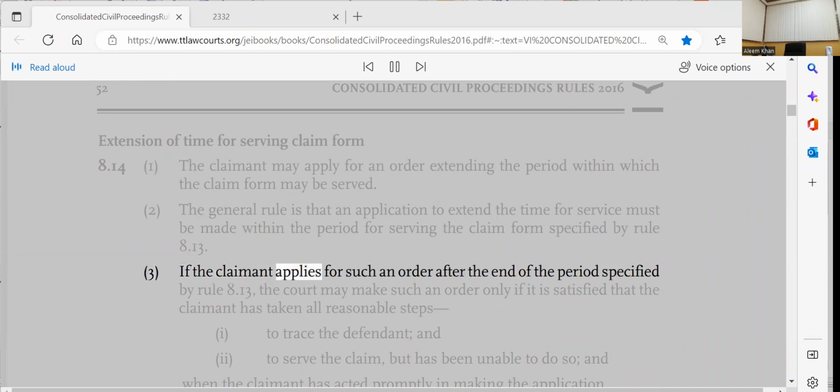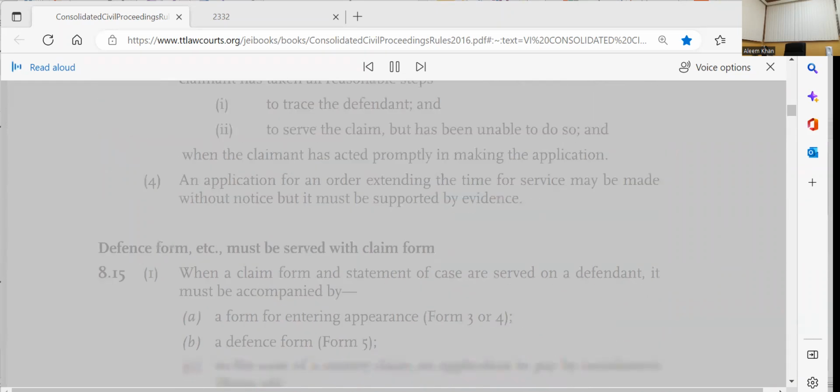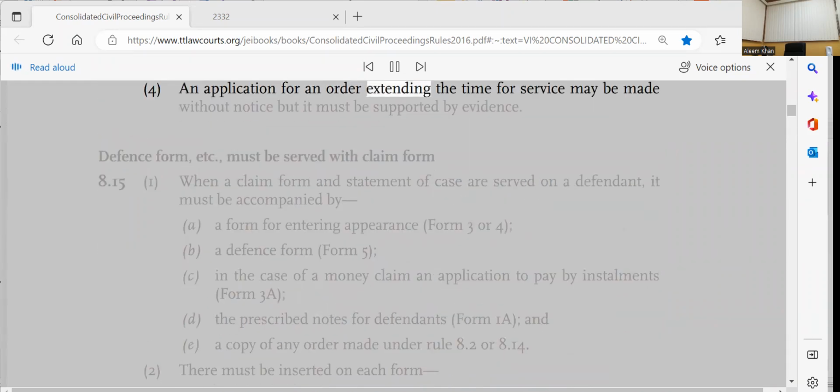3. If the claimant applies for such an order after the end of the period specified by Rule 8.13, the court may make such an order only if it is satisfied that the claimant has taken all reasonable steps, 1, to trace the defendant, and 2, to serve the claim, but has been unable to do so, and the claimant has acted promptly in making the application. 4. An application for an order extending the time for service may be made without notice, but it must be supported by evidence.